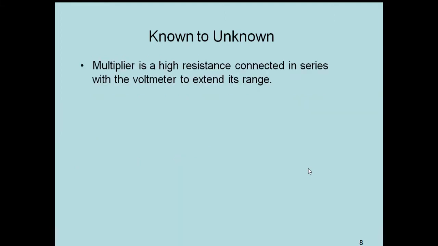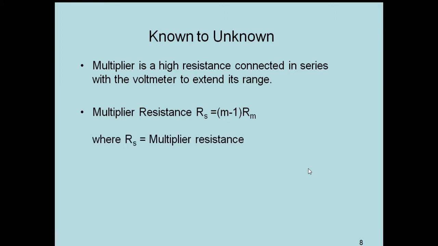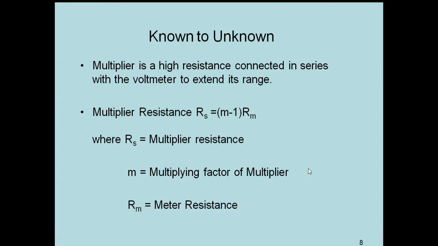where Rsh is the shunt resistance, Rm is the meter resistance, and M is the multiplication factor. A multiplier is a high resistance connected in series with the voltmeter to extend its range. To extend the range of a voltmeter, we use a resistance called the multiplier. Multiplier resistance Rs will be equal to (M minus 1) into Rm, where Rs is the multiplier resistance, M is the multiplying factor of the multiplier, and Rm is the meter resistance.